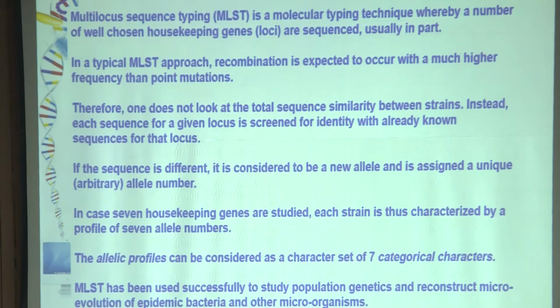If somebody is studying population genetics of microorganisms, population genetics of plant pathogens, the population of a given pathogen, that means you know the identity of that organism well in advance. You know what the species in question is. Now you want to go for population genetic analysis. So it is typically used in population genetic analysis. You can reconstruct microevolution of epidemic bacteria and other microorganisms.